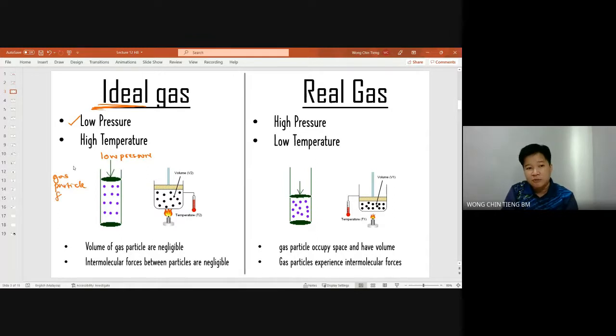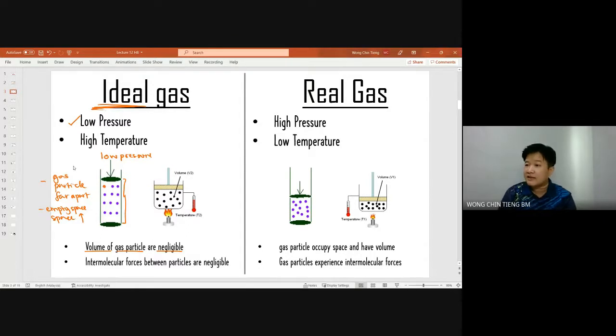Gas particles will be far apart. Right? When they are far apart, what happens? Empty spaces become high. Agree? And when empty spaces become high, we agreed on one thing last week: the volume of the gas particles becomes negligible. Each one of these, compared with the volume of this big space, becomes negligible.